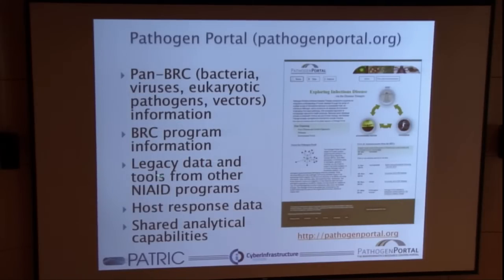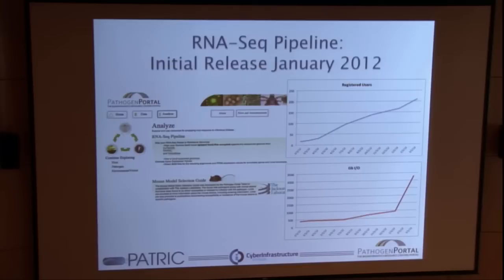There's general program information. There's data that we're supposed to keep inheriting from all these programs that NIAID funds, and then says, oh, they're about to end. You got to go over there and grab everything and put it there, and so on. And then there's host response data. And in some cases, like I'm going to show you, the idea is rather than each BRC develop the same analytical capability, why not develop it once and have it serve all the BRCs?